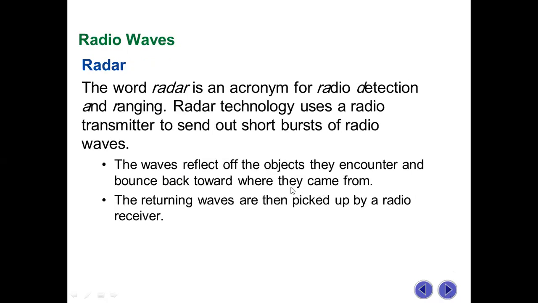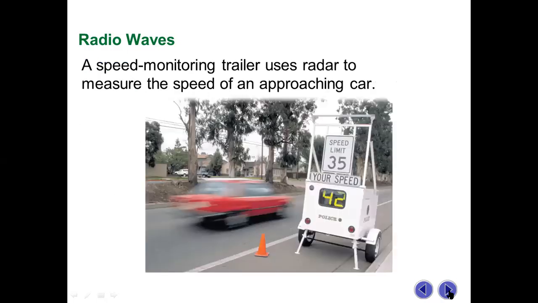Also radar. The word radar is an acronym for radio detection and ranging. We take RA from radio, D from detection, A and R from ranging. Radar technology uses a radio transmitter to send out short bursts of radio waves. The waves reflect off the object they encounter and bounce back towards where they came from. The returning waves are then picked up by a radio receiver, so we can determine the speed of a car.